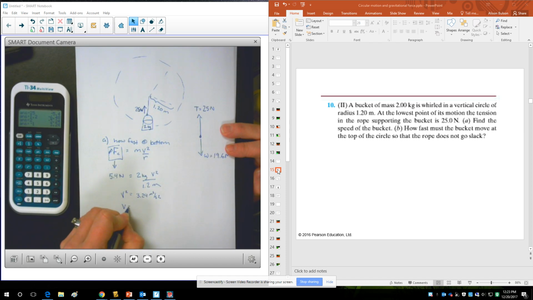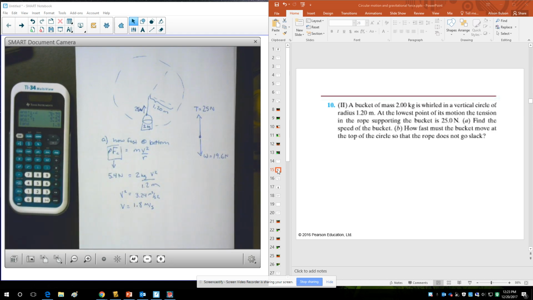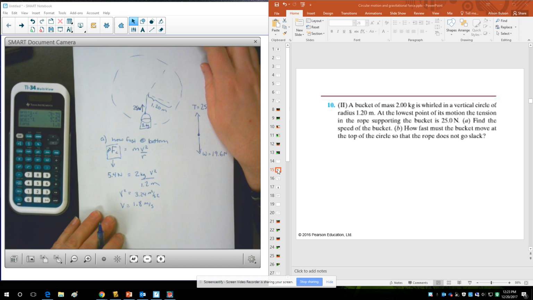And so v is 1.8 meters per second. That's at the bottom of its path, and that's with the requirement that tension is 25 newtons and tension is bigger than the weight in order to have a net force in the centripetal direction.